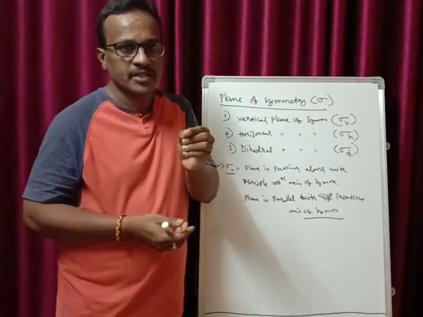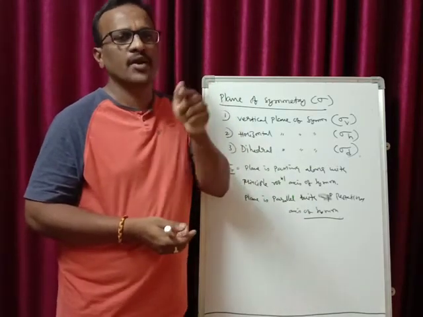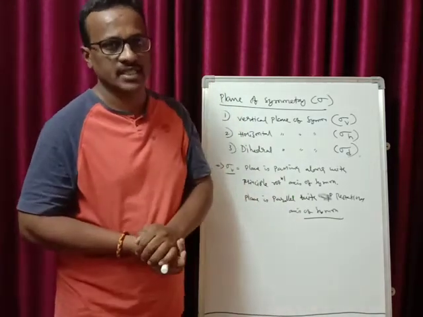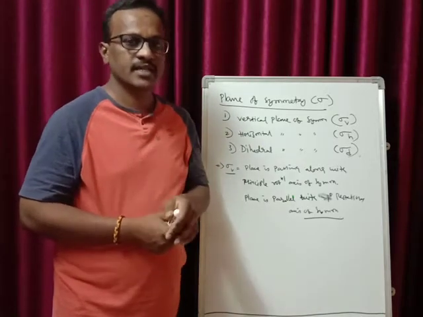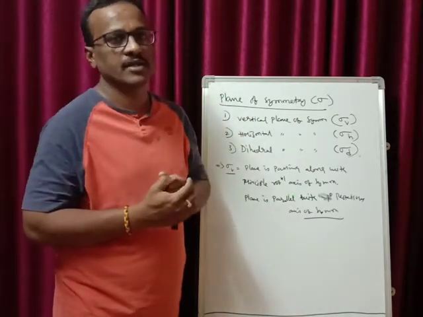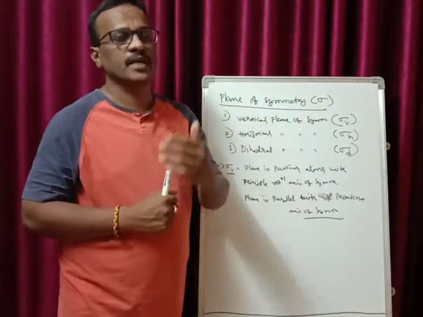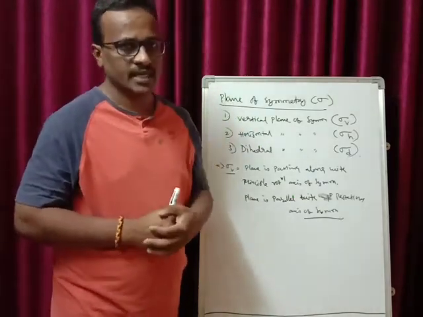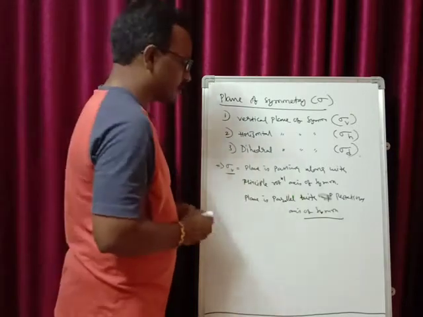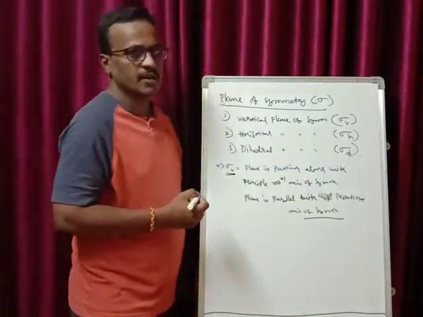If your principal axis of symmetry is along x-axis, plane of symmetry should also be along that axis itself. If it is along y-axis, your plane of symmetry should also be along that particular y-axis. If the principal axis is along z-axis, then your plane of symmetry should be along that z-axis. Then we say that particular plane of symmetry as the vertical plane of symmetry.